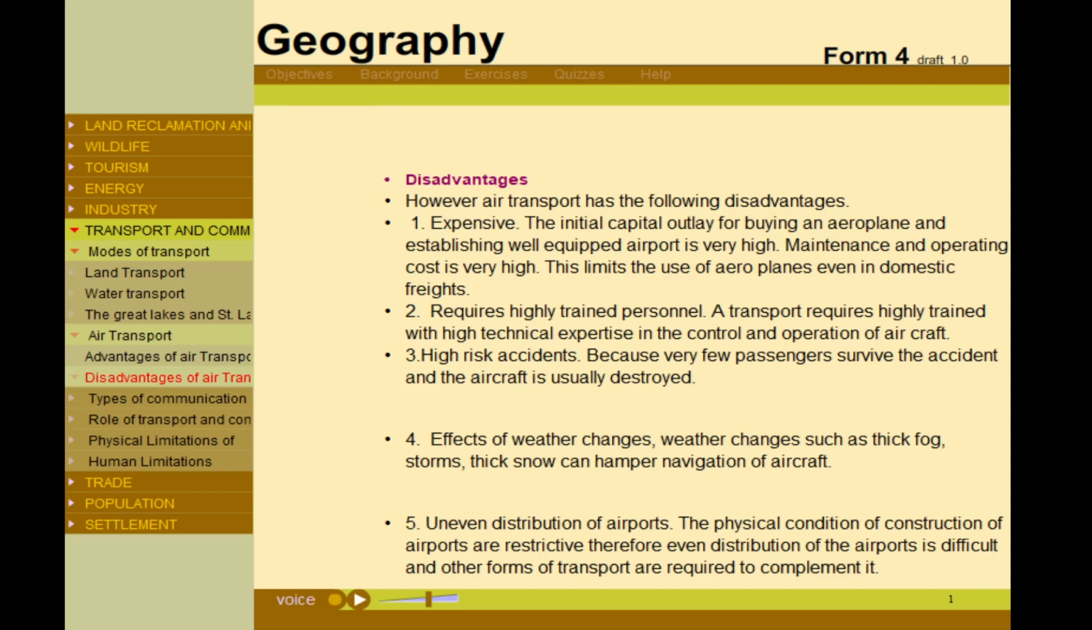Uneven distribution. The physical conditions for construction of airports are restrictive. Therefore, even distribution of the airports is difficult and other forms of transport are required to complement it. Inflexibility. The scope of services is limited and does not offer door-to-door services.